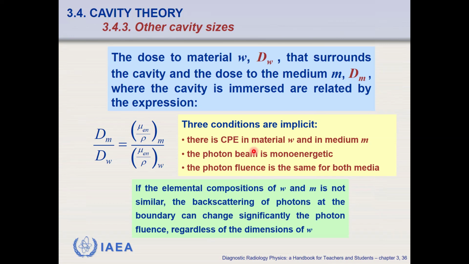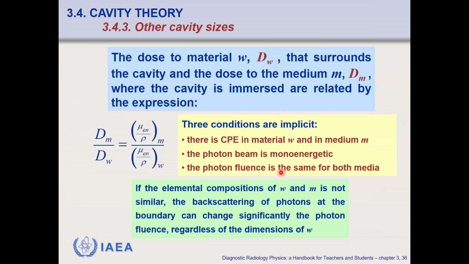Second condition: the photon beam is monoenergetic. So the incident photon beam has a single energy level. This simplifies the interaction processes and ensures a consistent photon fluence and interaction rate. Third condition: the photon fluence is the same for both media. Photon fluence, I remind you, is the number of photons crossing a unit area per unit time. So photon fluence is the same for both materials, W and M.